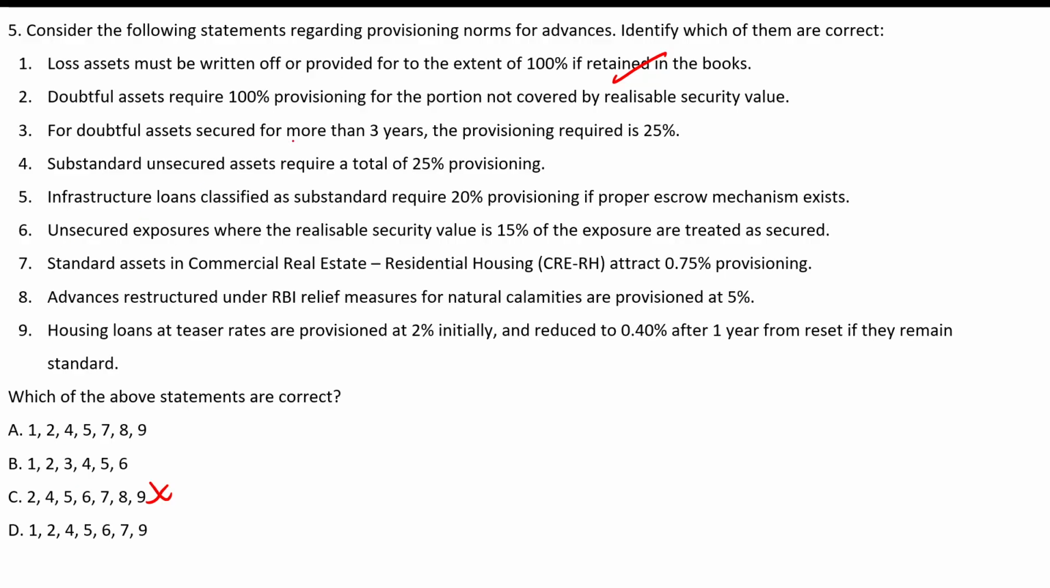For doubtful assets secured for more than 3 years, the provisioning required is 25%. No, it is 100%, not 25%. So 3 is not correct, so B is not correct. So 1, 2, 4, 5, 7 and 9. So 6 and 8. Let's read statement number 8. Advance restructured under RBI relief measure for natural calamities are provisioned at 5%. So, yes, they attract provisioning of 5%, and hence statement 8 is correct, making option A as the correct answer.